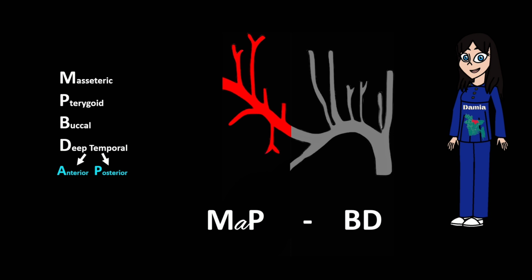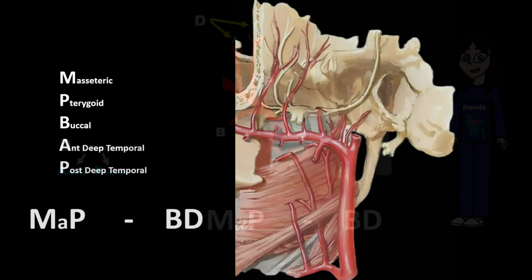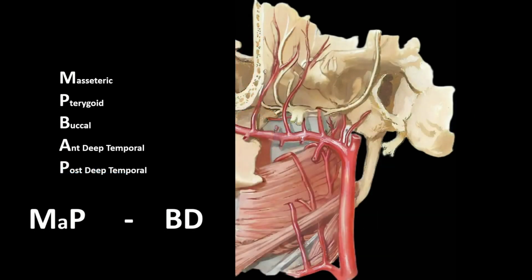We have the masseteric branch, we have the pterygoid branches, the medial pterygoid and the lateral pterygoid. Then we have the buccal branch. Then we have the deep temporal branch. There are two deep temporal branches. One is the anterior deep temporal and another one is the posterior deep temporal. And that's the masseteric branch. Then we have the pterygoid branches, lateral pterygoid, medial pterygoid. Then we have the buccal branch.